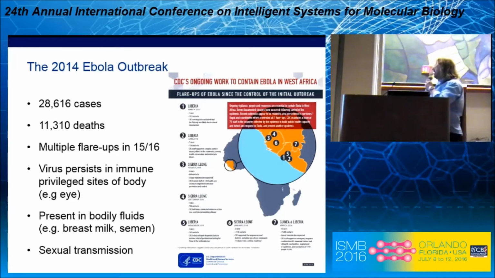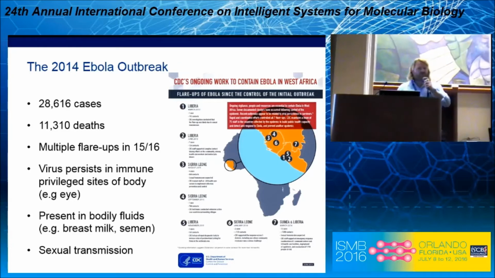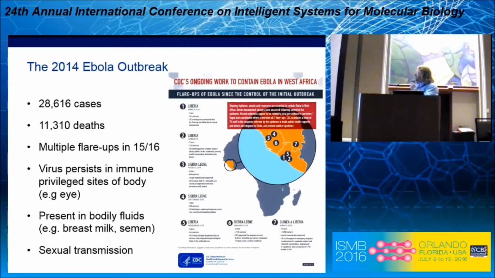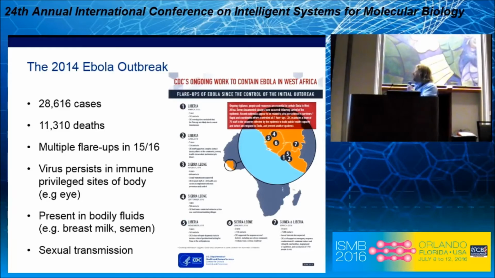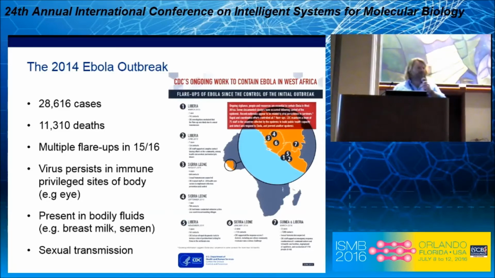Okay, so just to give you some background on the 2014 Ebola outbreak. It was the largest outbreak of Ebola. All previous outbreaks had seen very few casualties. The largest prior to that was around 400 deaths. But in this outbreak, we saw over 28,000 cases and more than 11,000 deaths.